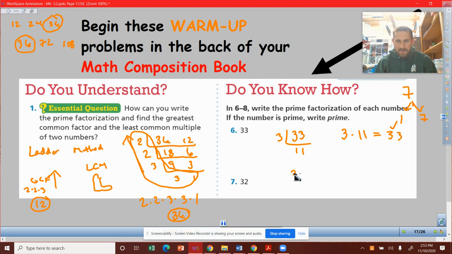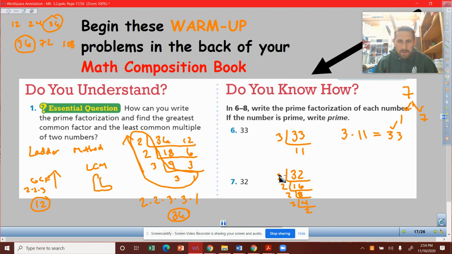Now what about 32? Let's put our 32 in our ladder. Okay, what prime number goes into 32? 2. So how many 2's go into 32? 16. And then 16's even, so I can pull out another 2. How many 2's go into 16? 8. 8's even, so I can pull out another 2. How many 2's go into 8? 4. 4's even, so I can pull out another 2. How many 2's go into 4?